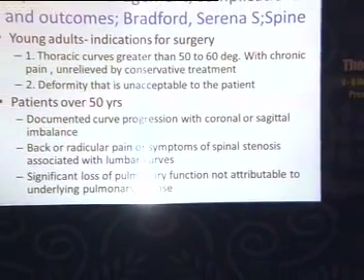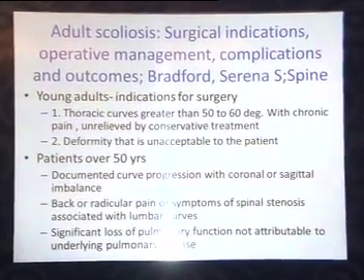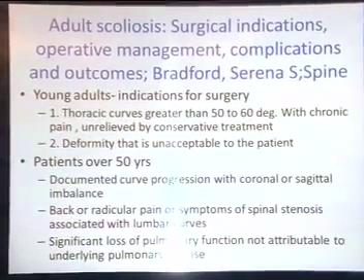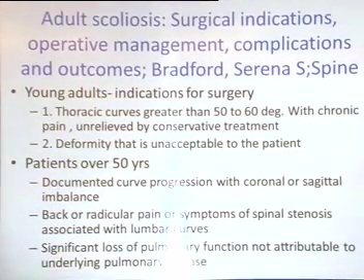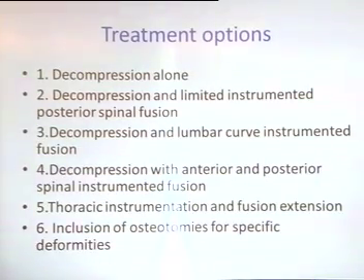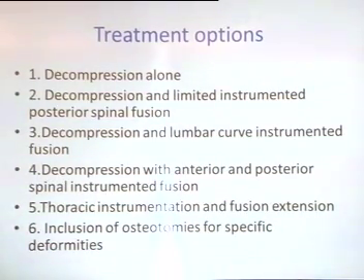In older patients, surgery is considered if there is documented progression with coronal or sagittal imbalance, if their ambulation is labored, and there is back or radicular pain or symptoms of spinal stenosis associated with the lumbar curves, and significant loss of pulmonary function not attributable to underlying pulmonary disease. There are different treatment options, as Sir and Subir have told. There can be decompression alone, then decompression plus fusion, then anterior or posterior, then along with osteotomy and all those. But you have to select the patients depending on their problem and how severe the scoliosis is and the disability because of that. The sagittal profile is very important.